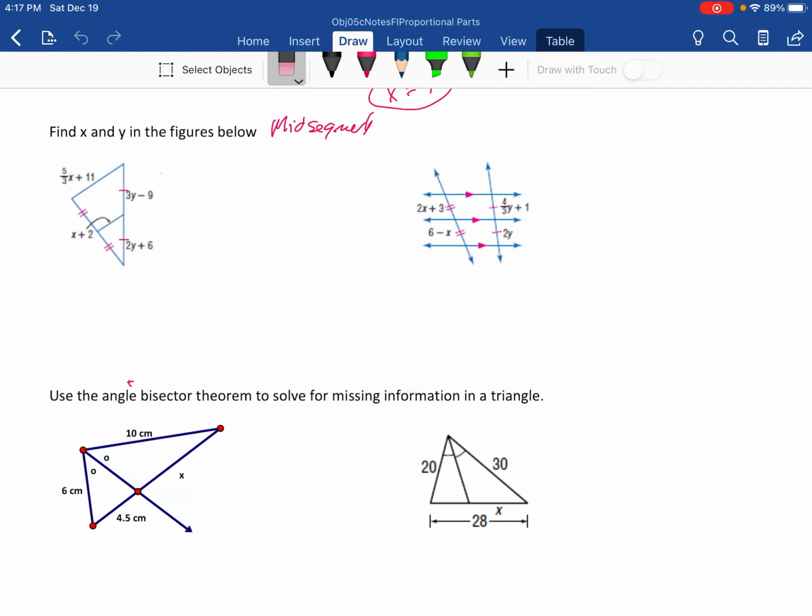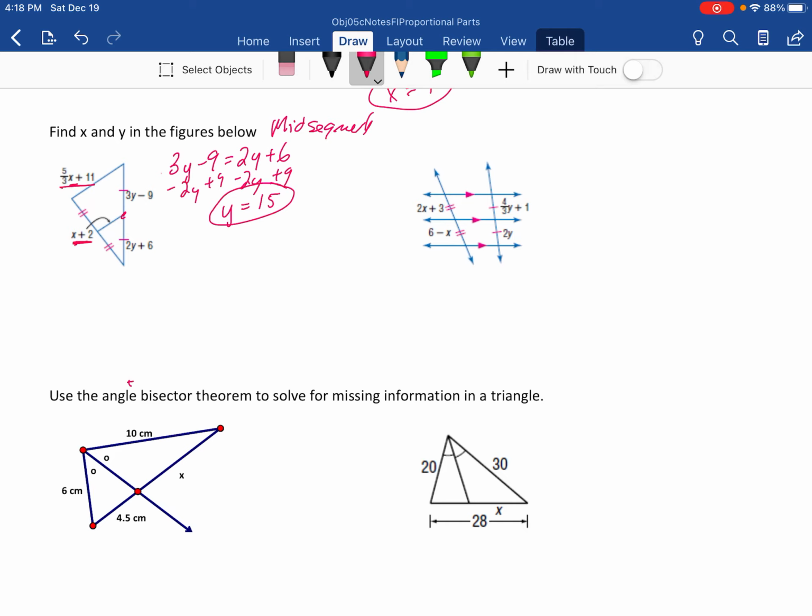Okay, so these questions are dealing with mid-segments, or actually the first one is just dealing with a mid-segment. A mid-segment is half the opposite side. So we'll start with the easy part. Since this is a midpoint, and don't overcomplicate this, I know that 3y minus 9 must be equal to 2y plus 6. So this is going to be 2y minus 2y, add 9, and you end up with y is equal to 15. So that one was pretty easy.